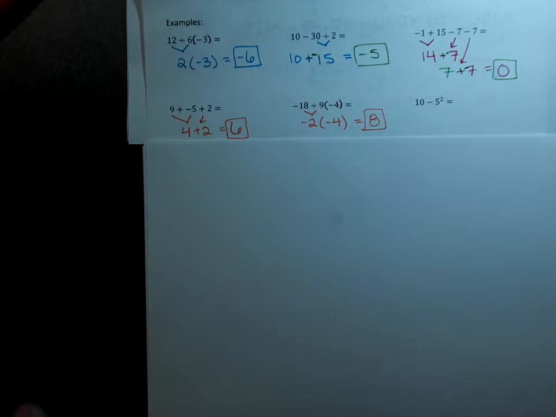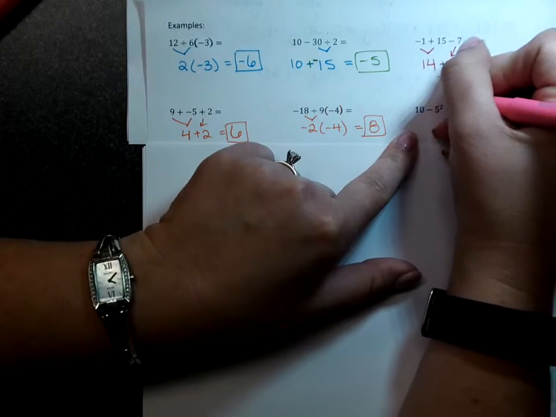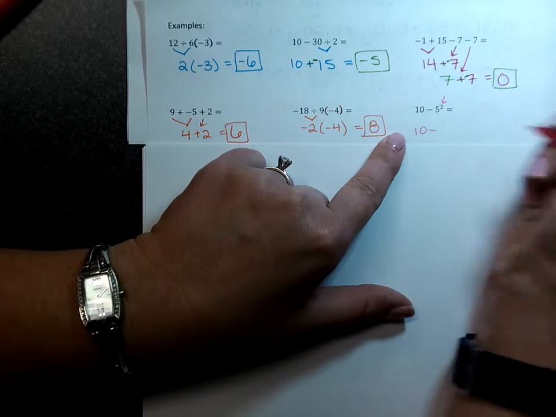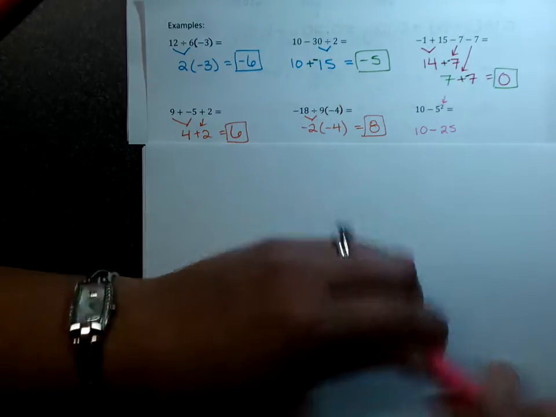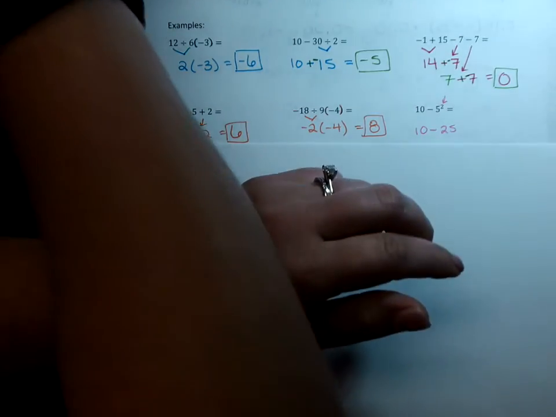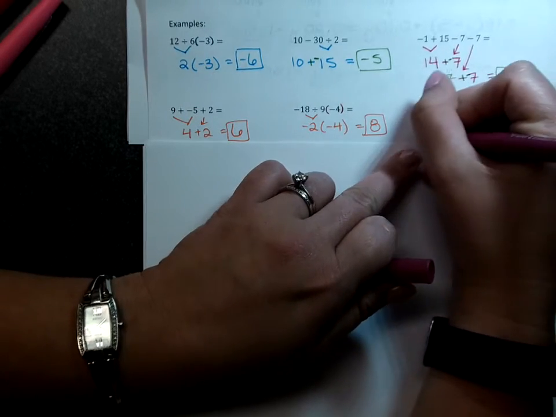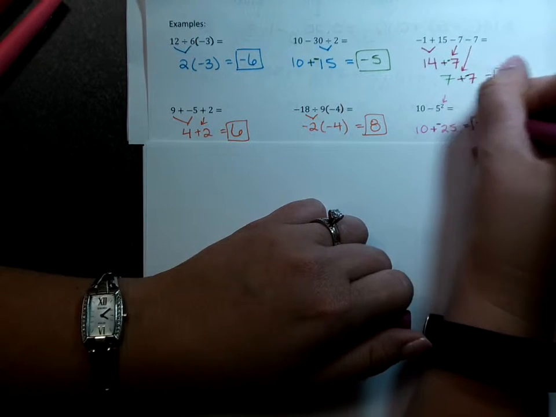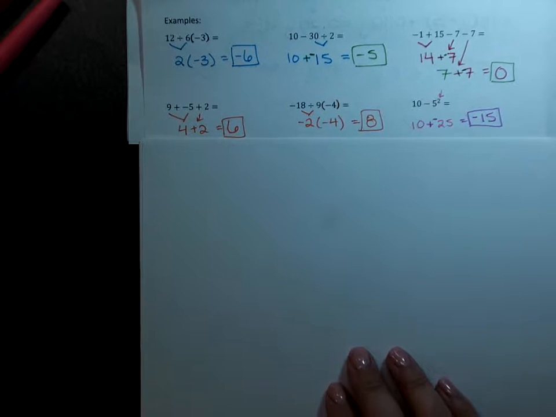Alright, 10 minus 5 squared. So the exponent squared comes before the subtraction. So we're going to leave the 10 minus alone. 5 squared is 25. So we have 10 minus 25. We're going to do keep, change, change. It becomes 10 plus -25, which is -15. So carefully working through using the order of operations. Let's do the next set.